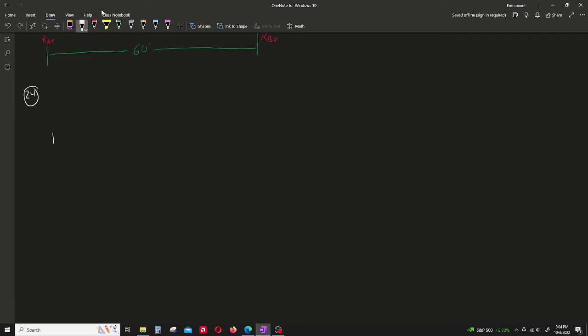So we have a beam here. We have a support here. We have a roller support there. Let's put our forces in before our distances.